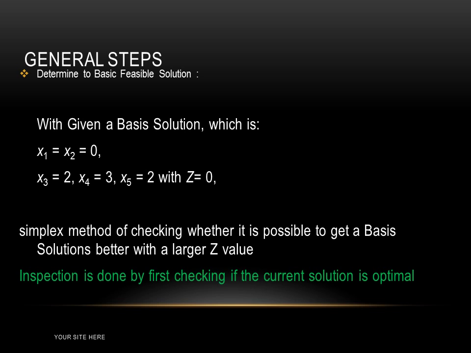So the general steps to determine the basic feasible solution, given a basic solution which is x1 equal to x2 equal to 0, x3 equal to 2, x4 equal to 3, x5 equal to 2 with z equal to 0: the simplest method of checking whether it is possible to get a better basic solution with a larger z value. Inspection is done by first checking if the current solution is optimal. So after we add the z value, we can know which one is the better solution with the larger z value.